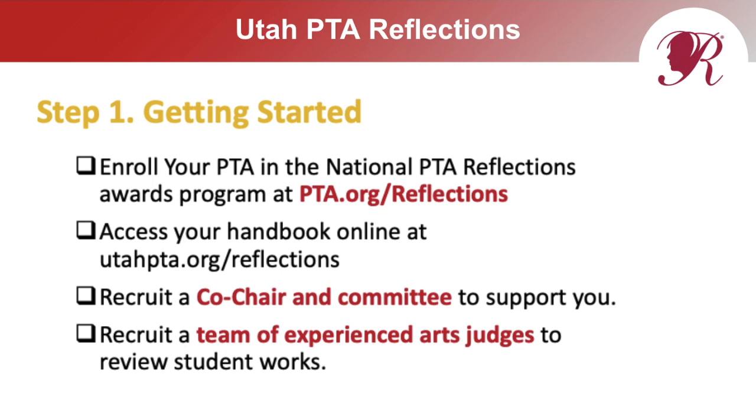Recruit some help. It's really great to have a co-chair and a committee to help you. I found that one of the easiest ways to get help is to ask someone in person, either with a phone call or in person, and to keep it really specific what you ask for, so that they feel like they understand exactly what you're asking them to do. You could say, hey, could you help us to find prizes? Hey, could you help run the awards ceremony? Or can you help us find some judges? Something like that. And then to find a team of experienced judges to review the students' works.